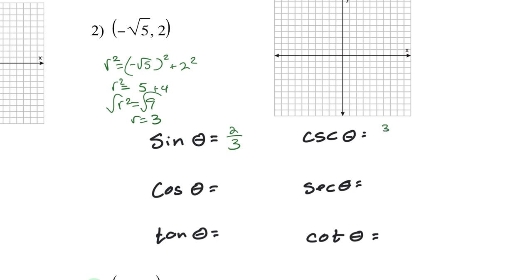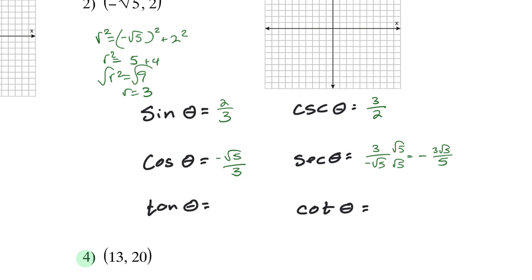Cosecant is r over y. Okay, so cosine is x over r. Then secant is r over x. And then I'm going to rationalize here. The negative, we're going to write it in front. So I got 3 square root of 5 divided by 5. Okay. Then tangent is y over x. And again, I'm going to rationalize here. And the negative, I'm going to write it in front. So 2 square root of 5 divided by 5. And then cotangent, again, is x over y.